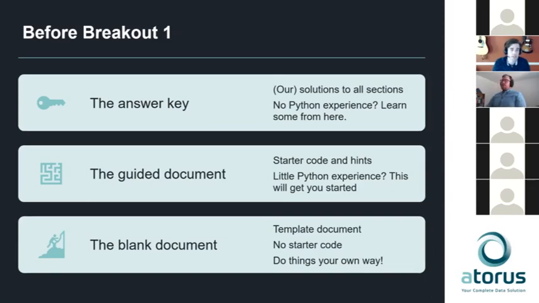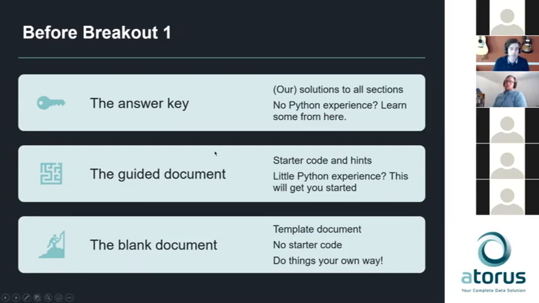So the answer key document is available. I'll show you where these are within the file system momentarily. We also have a guided document. This is starter code and hints. If you only have a little Python experience, only have a little R experience, this will get you started. And then we have different sections where we say "your code here," and you can provide the answers, do some coding yourself, and complete the document like an assignment. So you're doing a little work, but it's not totally complete for you and you're not starting from scratch.